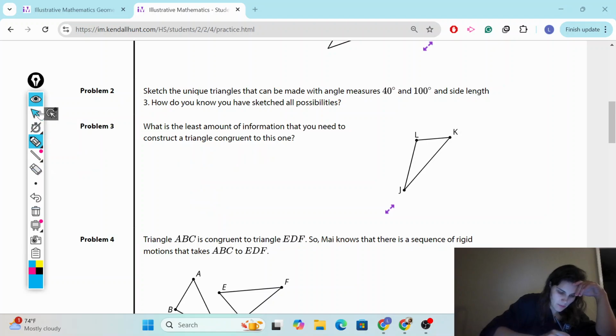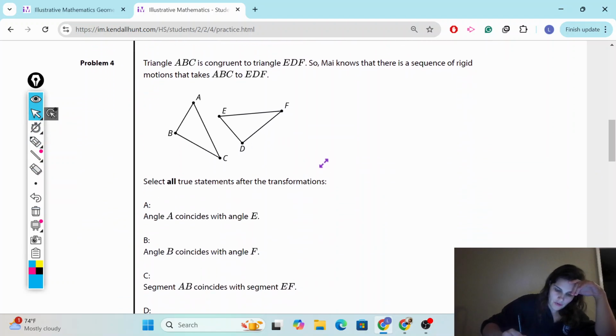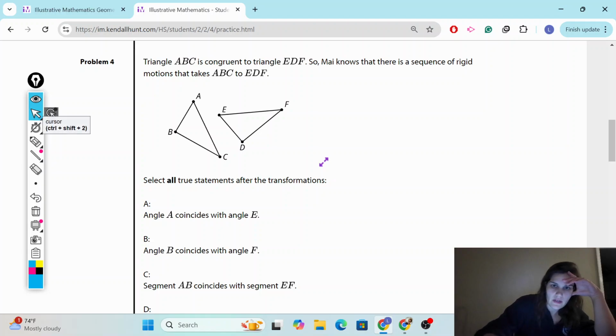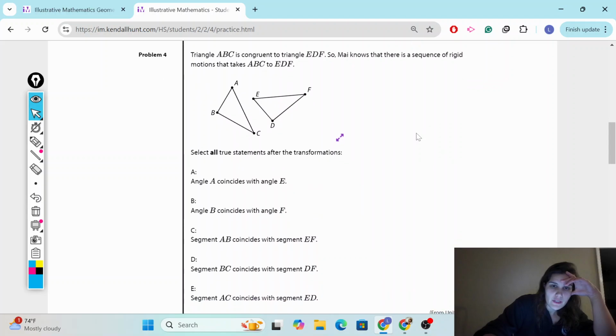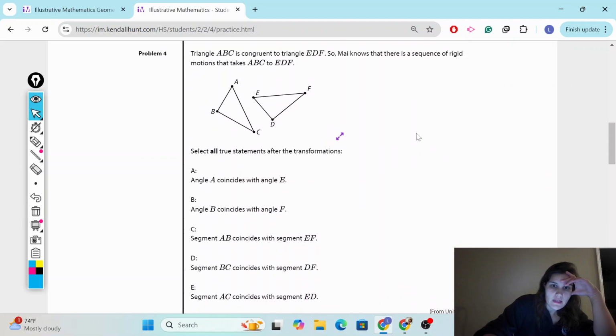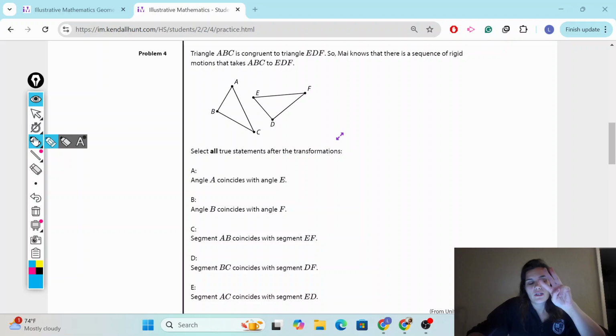Next question. Problem number 4. Triangle ABC is congruent to triangle EDF. So May knows that there is a sequence of rigid motion that takes ABC to EDF. Remember, rigid motion is one of our 3 transformations: rotation, reflection, or translation. Rigid motion preserves 2 things. It preserves the angle measures, so the angle measures stay the same, and it preserves the lengths of the sides, so the lengths of the sides will stay the same.